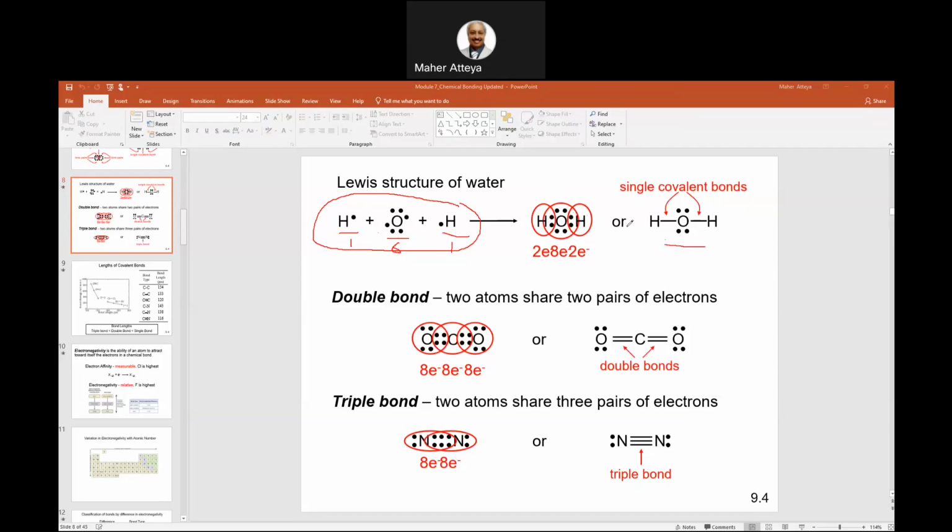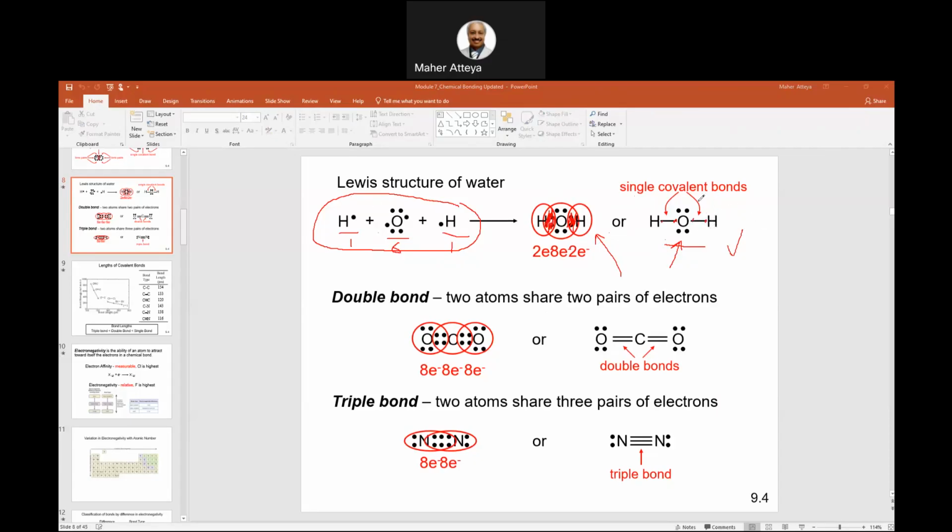So the electrons from oxygen and from hydrogen are shared. Those electrons are shared. So we can write it this way or this way. My preference is this way, because in my mind, this is a single bond here and a single bond here. I know that's being shared between oxygen and hydrogen.